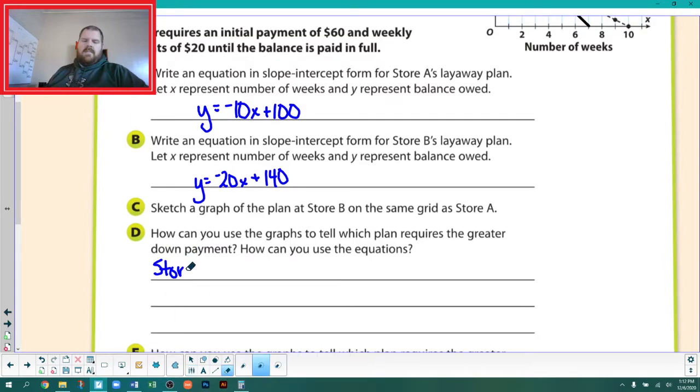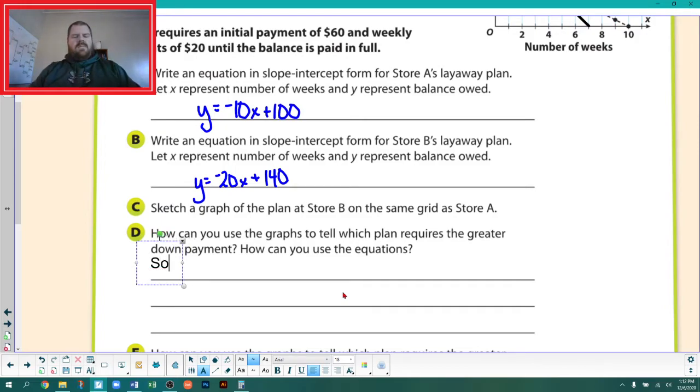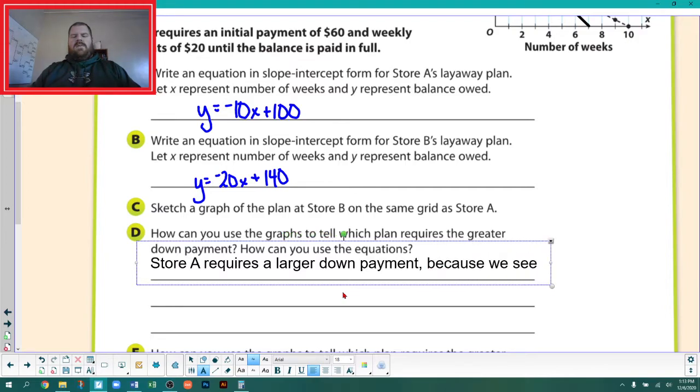Sorry, I'm going to type it again. And let me drop that size down a ways. We'll go 18. So store A requires a larger down payment, because we see that, I'll move this in a second, the Y-intercept is lower on the graph.